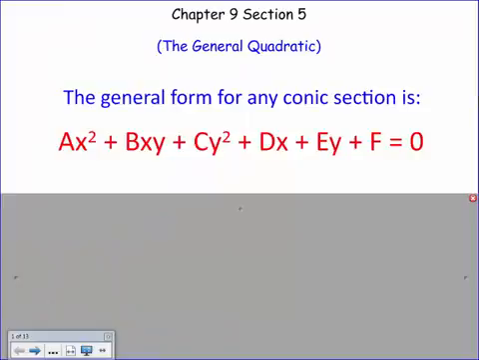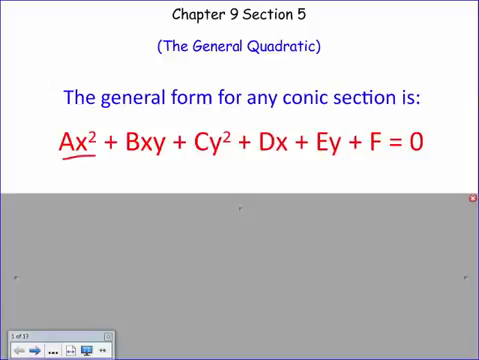All right, our last thing on conic sections. So we actually have a general form for any conic section, and it's this massive bad boy right here: ax squared plus bxy plus cy squared plus dx plus ey plus f equals 0. So if you think about it, we cover all the cases.